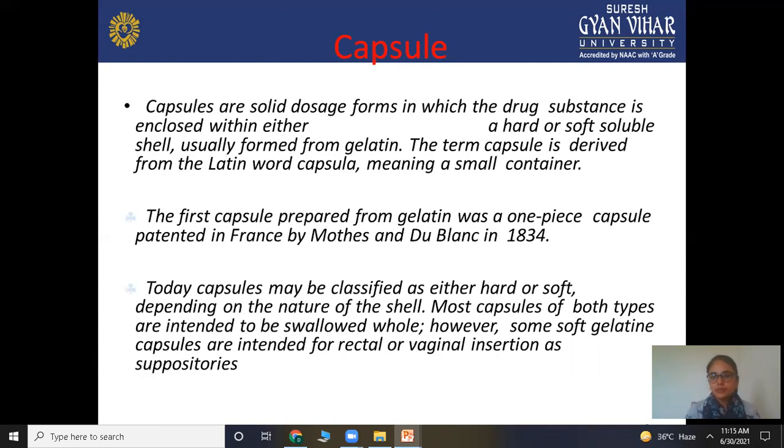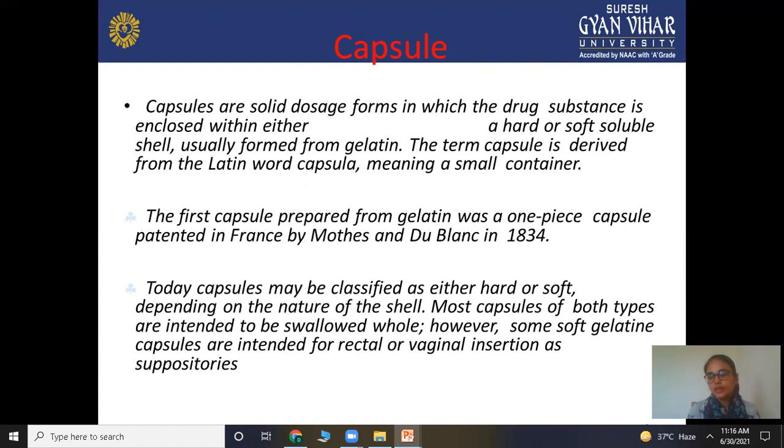Next, the first part is the capsule. In this definition or introduction part, what is a capsule? I think you know that it's a solid oral dosage form, but you may not know how it is manufactured, the different types of capsules and their sizes. Capsules are solid dosage forms in which the drug substance is enclosed within either a hard or soft soluble shell. Capsules are of two types, hard gelatin capsule and soft gelatin capsule.